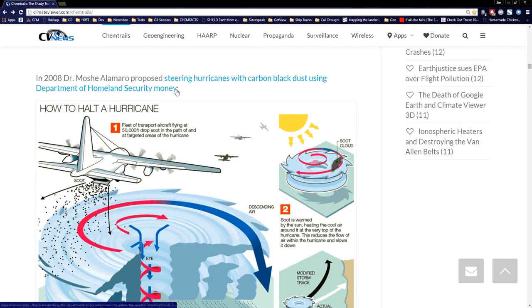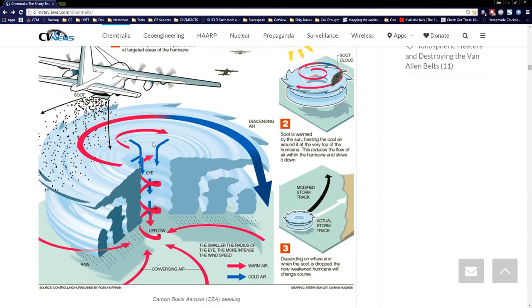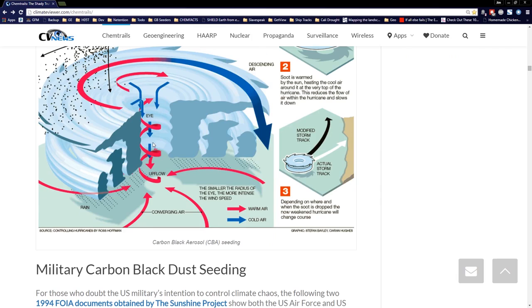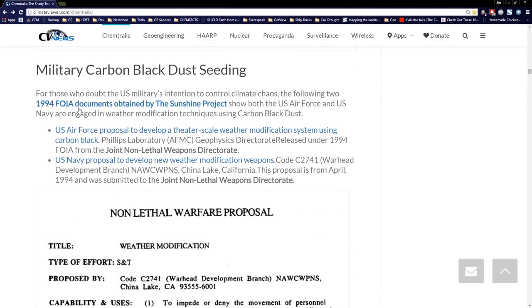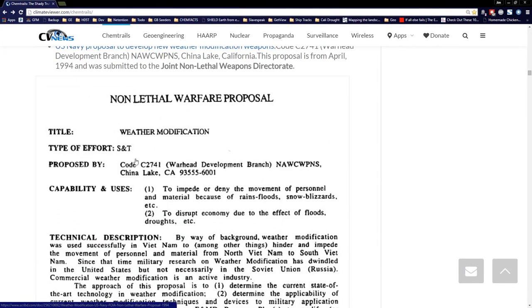Then in 2008, Dr. Masha Alomaro proposed steering hurricanes with carbon black dust using Department of Homeland Security money. And you can see that. That's the Hurricane Modification Workshop at the Department of Homeland Security. Then we have two 1994 FOIA documents from the Sunshine Project that show the U.S. Air Force and Navy are involved in using carbon black dust to do weather modification.